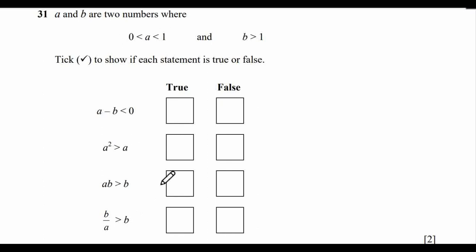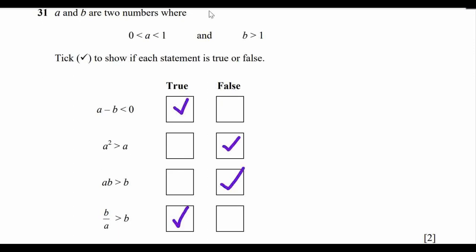Right, let's check out the answer, guys. If you have not finished, you may pause this video. So here's our answer. A minus B smaller than 0 is true. Let's say A is 0.5 minus B is, let's say, 2, and then this will become less than 0.